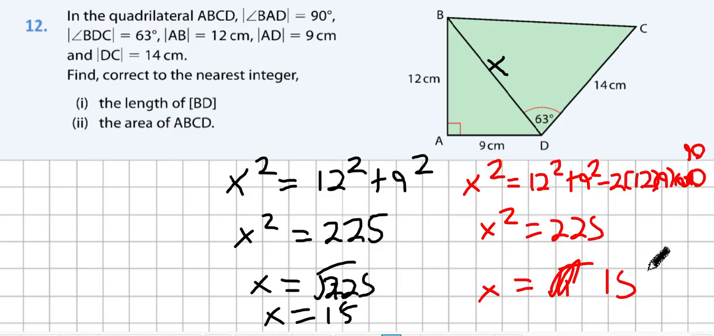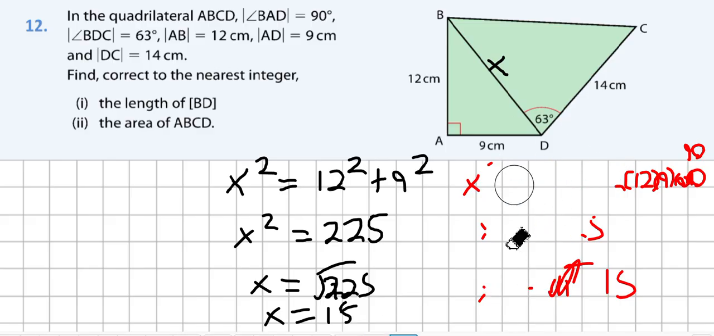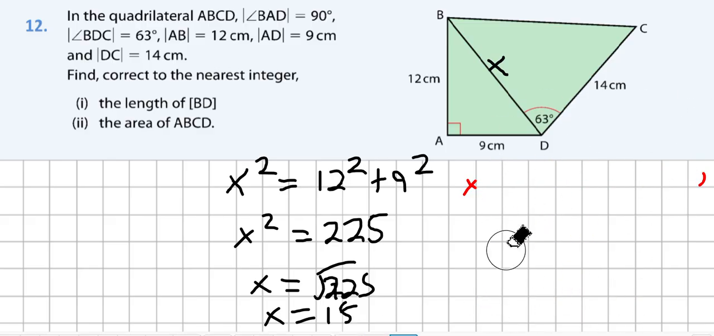Why? Because we could use Pythagoras theorem because it's a right angle triangle and we knew two of the sides, didn't we? You cool with that? All right. So, okay, we got the length of BD. It's 15.